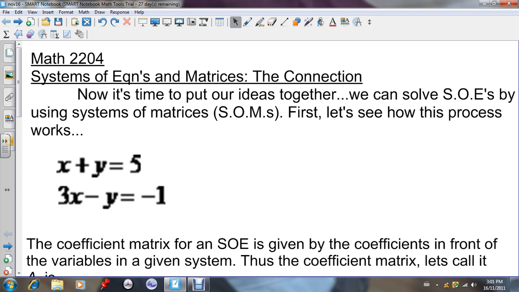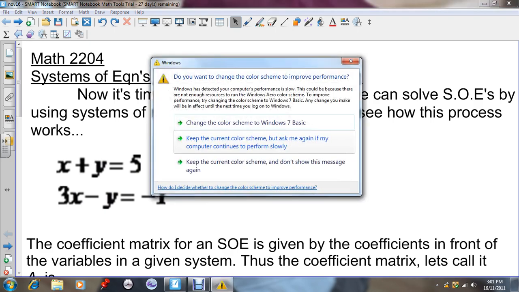Some old system of equations: x plus y equals 5, 3x minus y equals negative 1. Now, we need to write this system as a system of matrices. How do we do it? A couple of little ideas, they're pretty simple. Well, what do you have to do first?